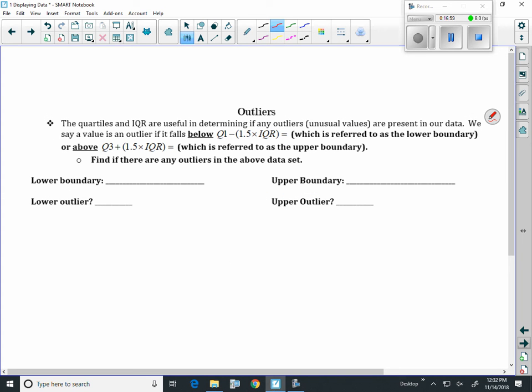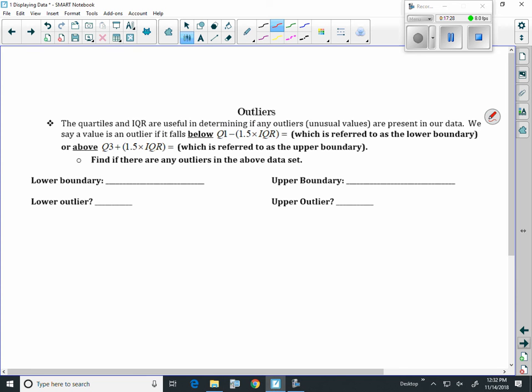Okay, the outliers. Some people may not be learning outliers. If you have other Algebra 1 friends, some of us are teaching outliers, some of us are not. I think you guys can handle it. Outliers are basically numbers that don't fit the data set, like we talked about with the scatter plots. It's the data that doesn't necessarily fit everything else, and we can find those based on our quartiles.